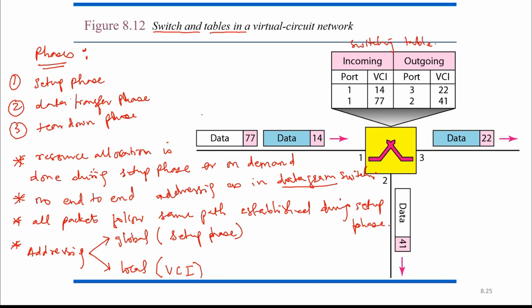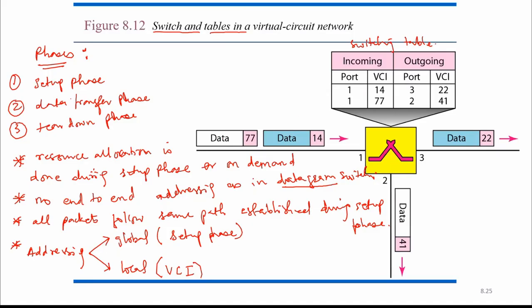So that we have just seen in the previous slide. You can see here the switching table is there. If particular data is coming with VCI 14 here, this switching table already has that it should be coming from port 1 having a VCI 14. Then once it is going out, it should go out from port 3 with a VCI of 22. So this blue one has VCI 14, then after going out, it has VCI 22. What VCI should be there after going out of the switch is given in the switching table.